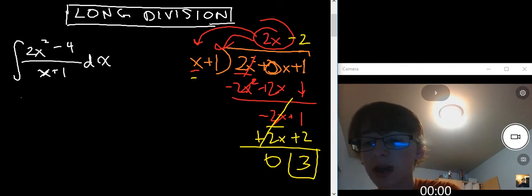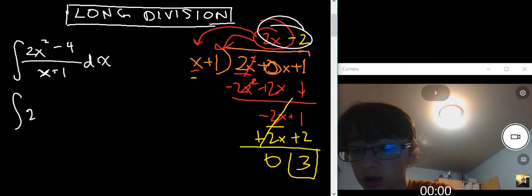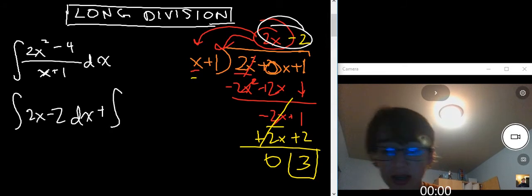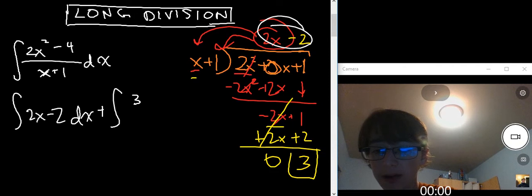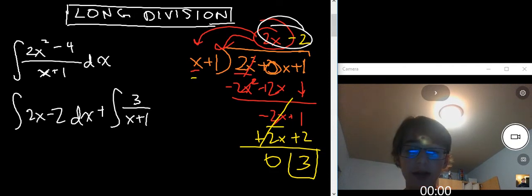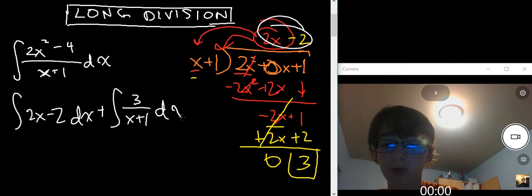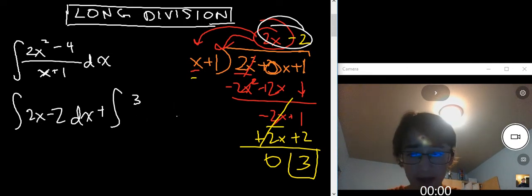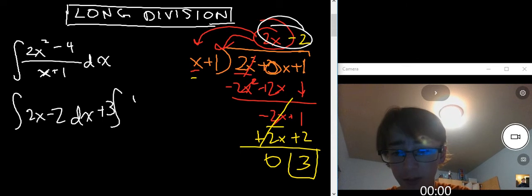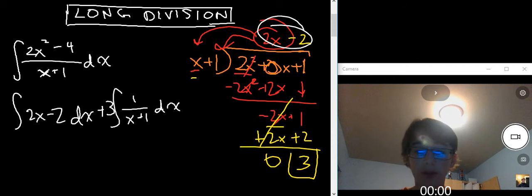So now we can rewrite this integral as the integral of 2x minus 2 dx, plus the integral of this remainder. And how do you write the remainder? Well, you write the remainder in the numerator and what you're dividing by in the denominator. So 3 over x plus 1 dx. And just for kicks and giggles, you see that 3 there, I'm going to pull it out because it's a constant. Remember, we can pull constants out front. So we're going to get a 1 over x plus 1 dx.